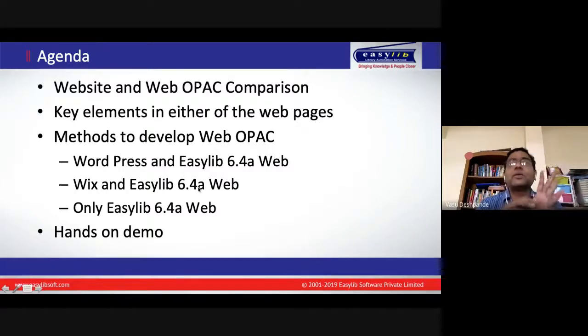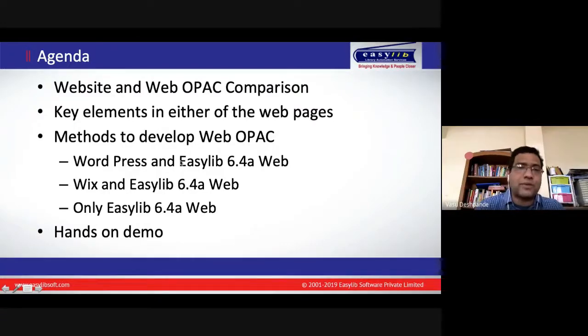First one, you can use a combination of WordPress and Easylib software. Second one, you can use Wix and Easylib software. Third one, Easylib software itself has enough features that you can use without these two also. WordPress and Wix also you can do. And the fourth option obviously is to use your own different tools. Then we'll go into the hands-on demo.